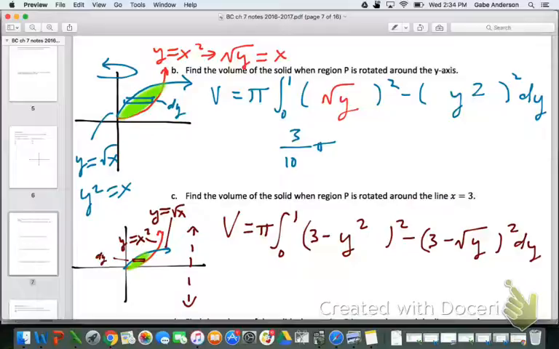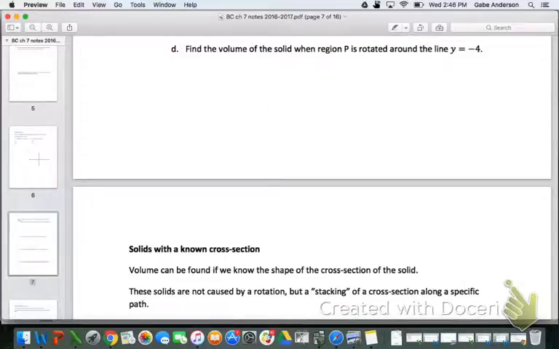Okay, we'll do one more, and it's letter D. Why don't you guys flip over to that, and I'll do the same. So exactly the same region, except it is rotated around the line y equals negative 4. I'll sketch it out again real quick. And again, we're just going to set this one up. We're not going to take it all the way through to the end. So at least try to get a setup.